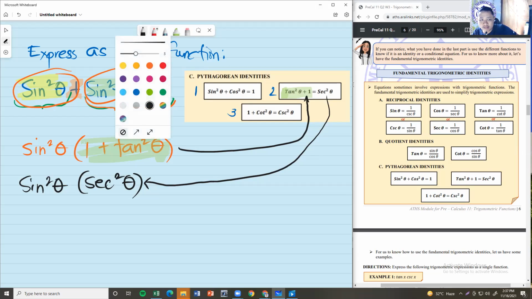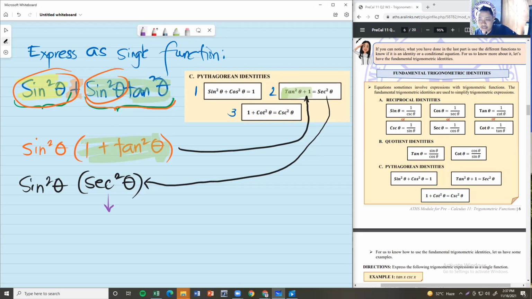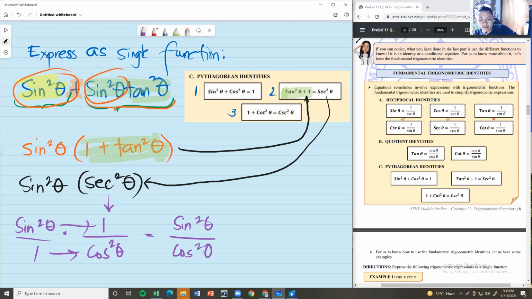What's the reciprocal of secant squared theta? The reciprocal of secant squared theta is 1 over cosine squared theta. Very good. So that's 1 over cosine squared theta. And I may just copy sine squared theta here over 1. So let's multiply numerator to numerator, denominator to denominator. This will become sine squared theta over cosine squared theta.